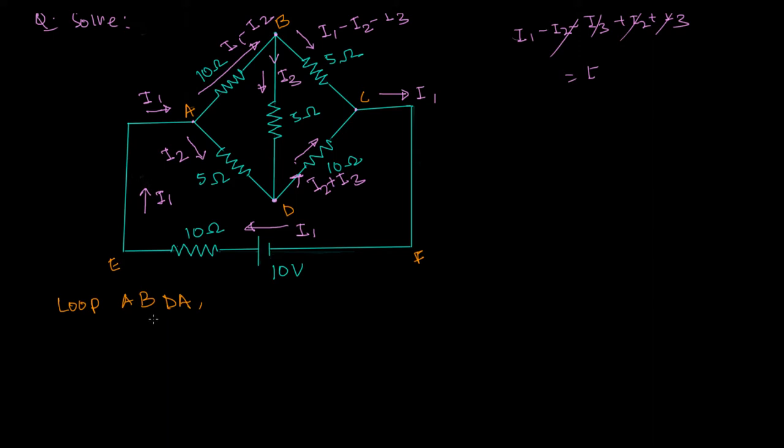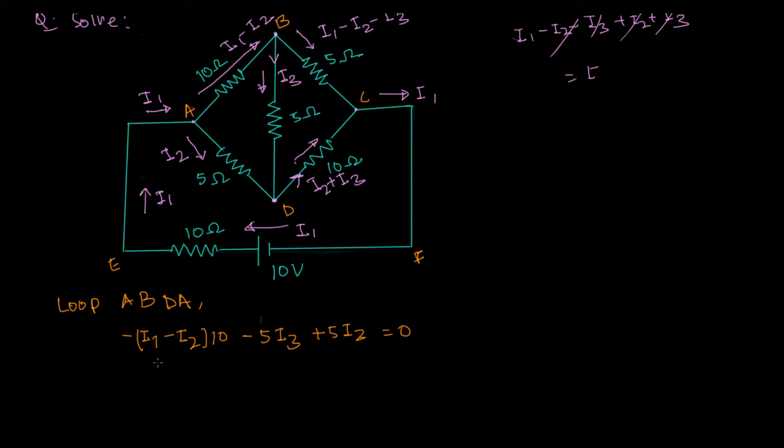So how do I write the equation? I move from A to B, in the same direction as the current, so there is a minus IR drop. I is nothing but I1 minus I2, into 10, right? Then I come this way: minus 5 I3, since I'm going in the same direction as the current. Here I'm going in a direction opposite to the current, so plus 5 I2; the current is I2, the resistance is 5, and that becomes equal to 0.